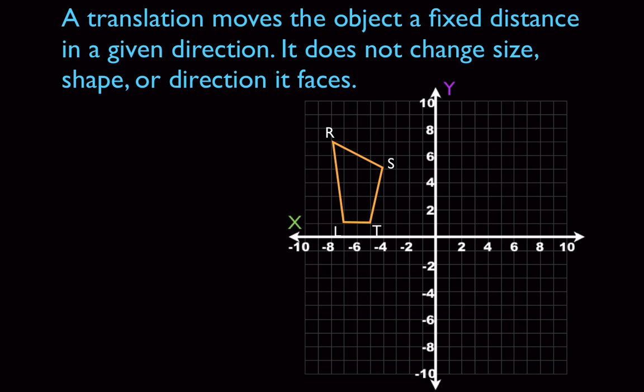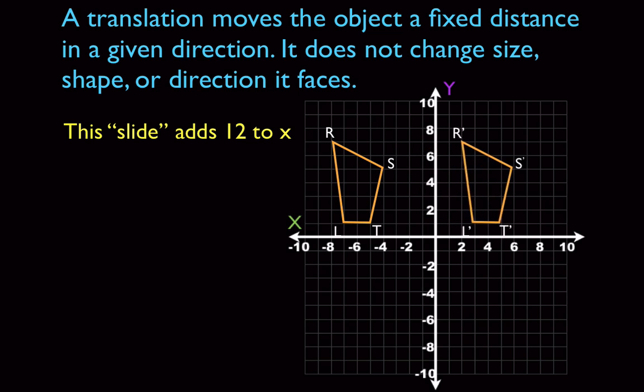Let's look at a specific example. This one's already in your notes. What we're going to do here is translate, or slide, 12 to x. So what that means is that for every one of those 4 points you see, and every point on the line that's not a labeled point, that whole thing is going to slide 12 to the right. It looks a little bit something like this.